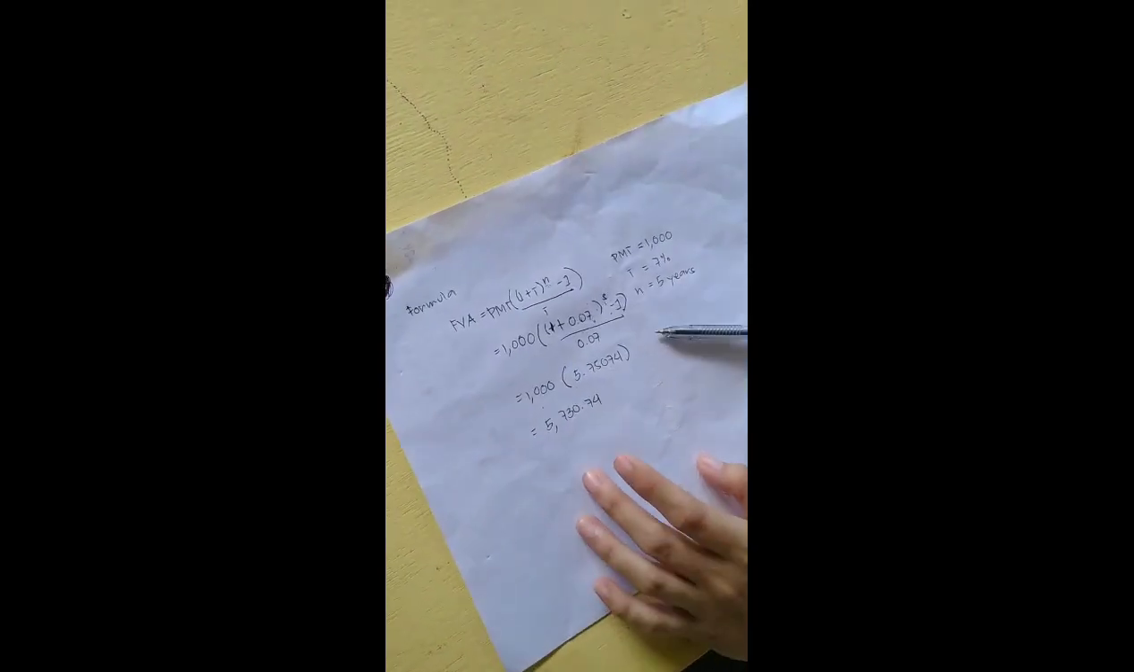5.75074. I computed it all directly. Then multiply by the 1,000: 5.75074 times 1,000, so the total is 5,750.74. So, this is the formula.